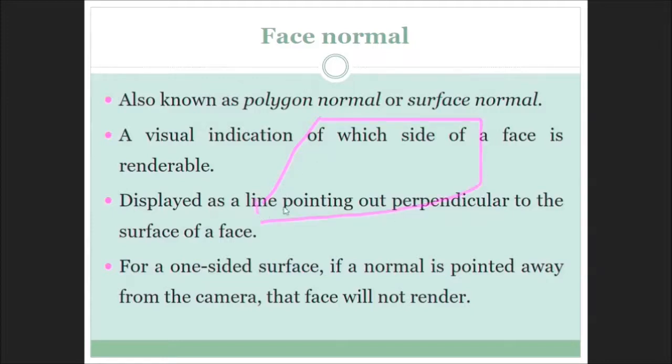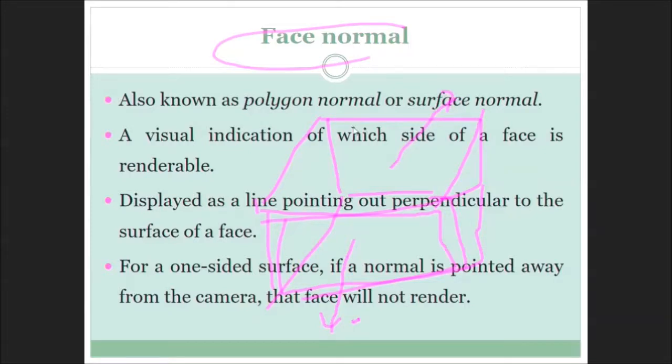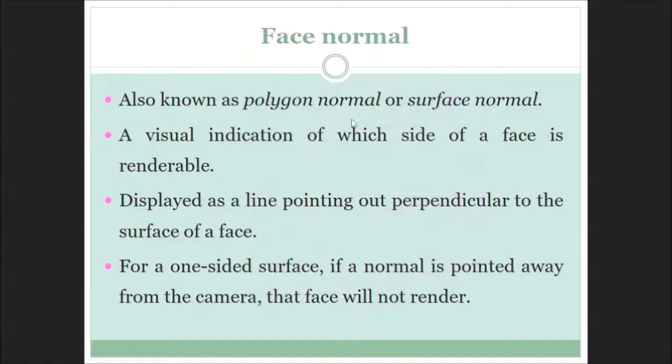If this is an example, let me draw it. I'm not very good at drawing, so pardon me for it. Now these are the faces. Now I want to render from here. So the perpendicular which is coming out of this face is the face normal. The perpendicular which is going this side, so this face will not be renderable. Okay, this face will not be renderable.